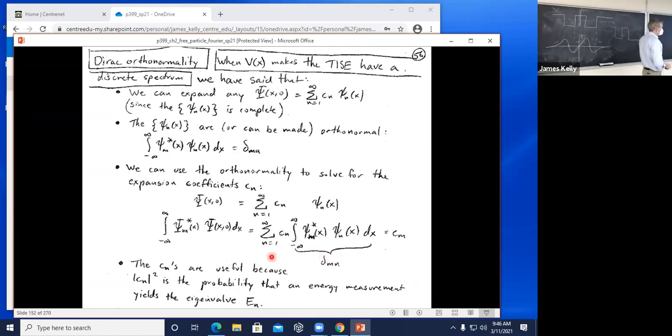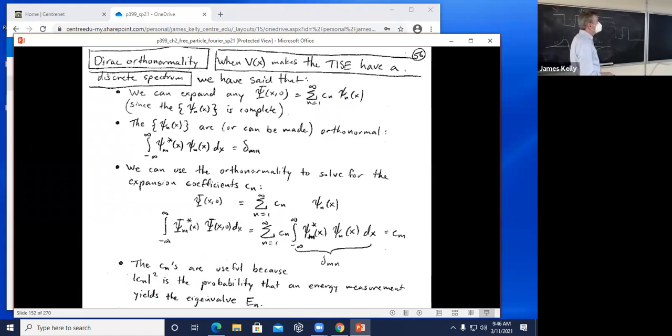Okay. Here's a comment that Griffiths made, and we're going to formalize this in chapter 3. Why do we care about the cn's? Well, yes, they allow us to write some initial state as a linear combination of those so we can get the time dependence, but they also have a probability interpretation. The magnitude of those cn squared is the probability that an energy measurement yields that particular eigenvalue, and the probability of all other non-eigenvalues is 0.